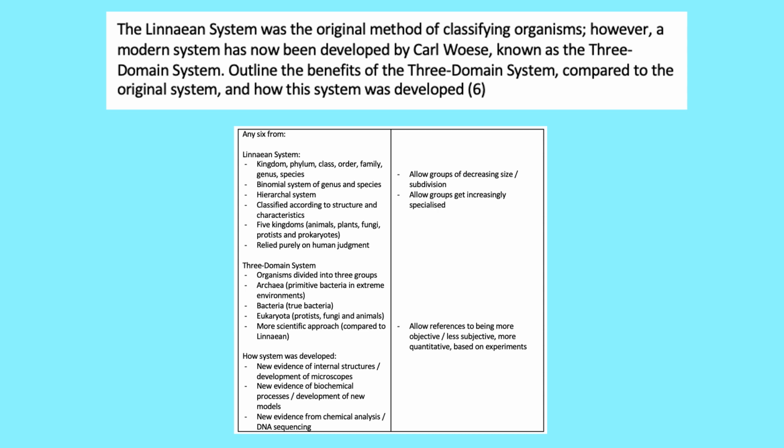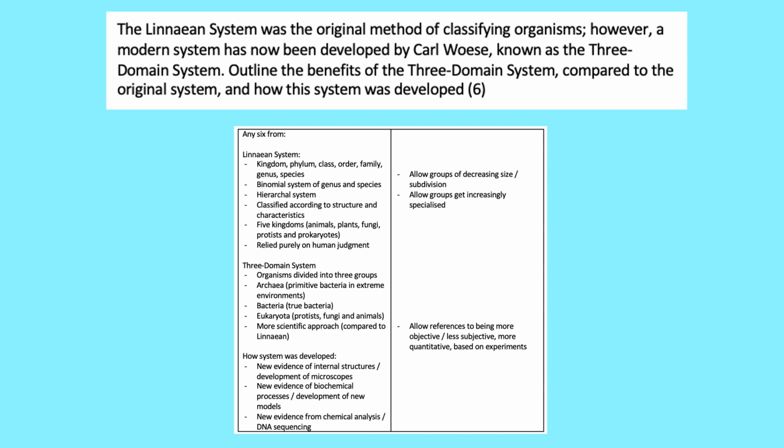This is a far more scientific approach compared to the Linnaean system. It's far more objective, far less subjective, so it's far less reliant on human opinion. Objective means that it's more set to rules. There are very specific requirements for things to fit into groups. It's more quantitative because it's based on experimental data in numbers, whereas the Linnaean system, again, was just based on human judgment and human opinion.